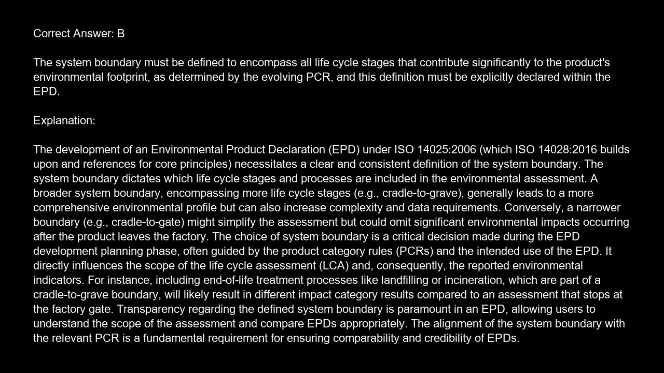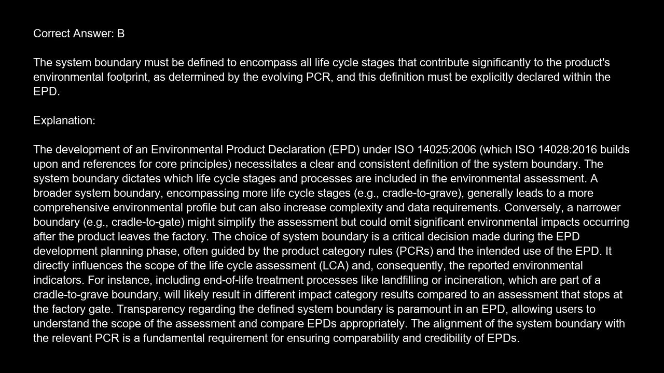The system boundary dictates which life cycle stages and processes are included in the environmental assessment. A broader system boundary, encompassing more life cycle stages, e.g., cradle to grave, generally leads to a more comprehensive environmental profile but can also increase complexity and data requirements. Conversely, a narrower boundary, e.g., cradle to gate, might simplify the assessment but could omit significant environmental impacts occurring after the product leaves the factory.